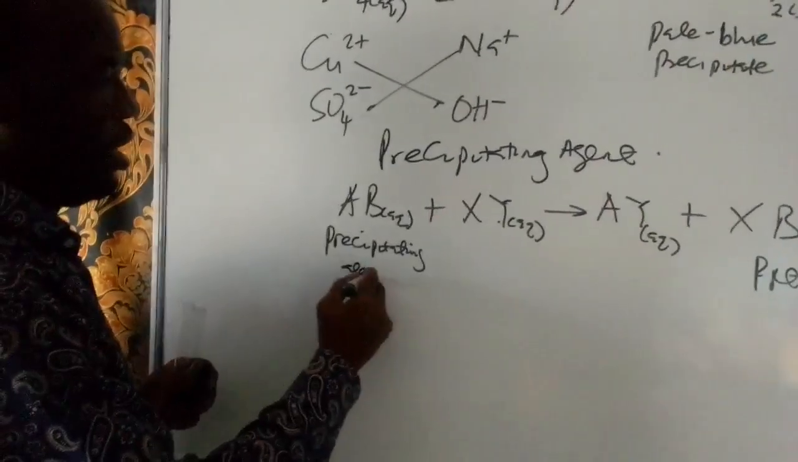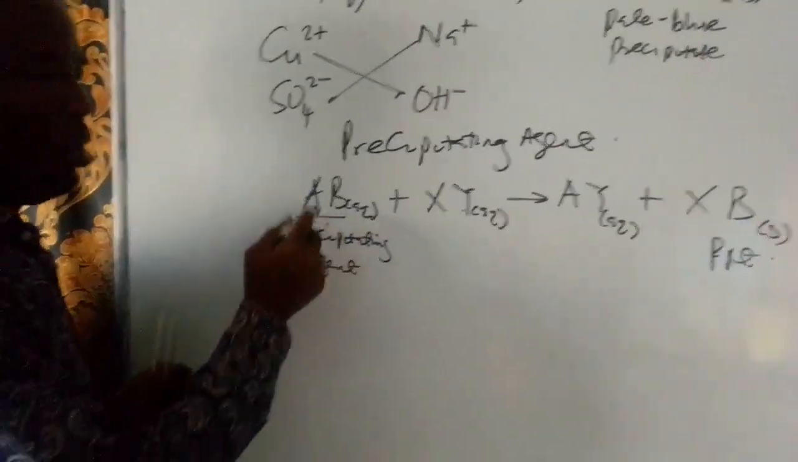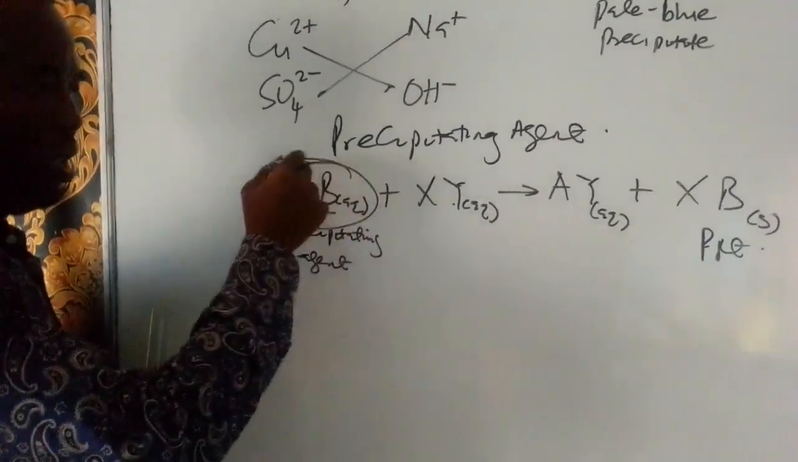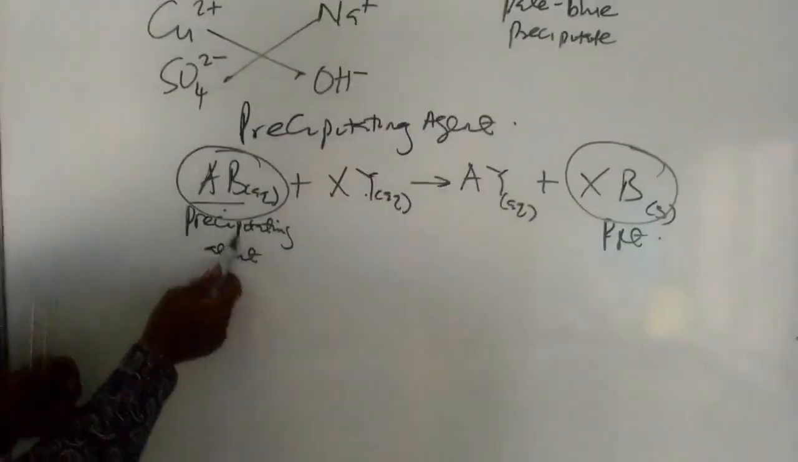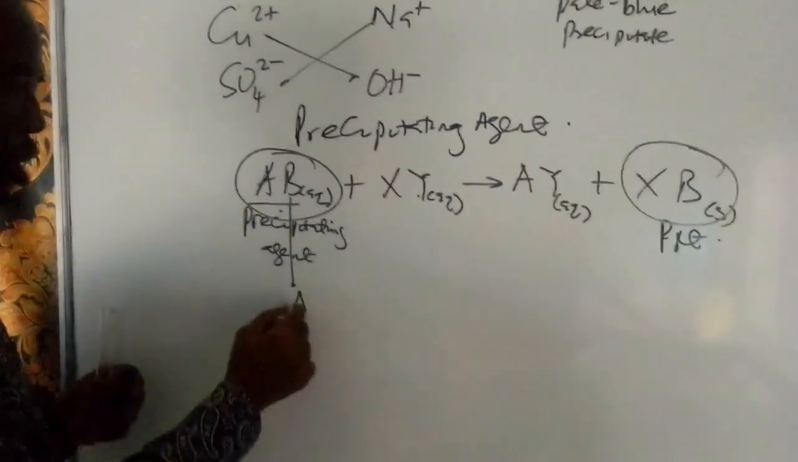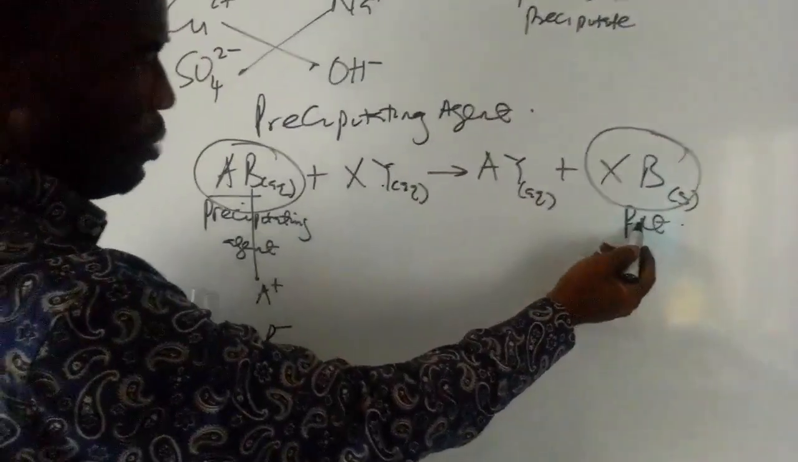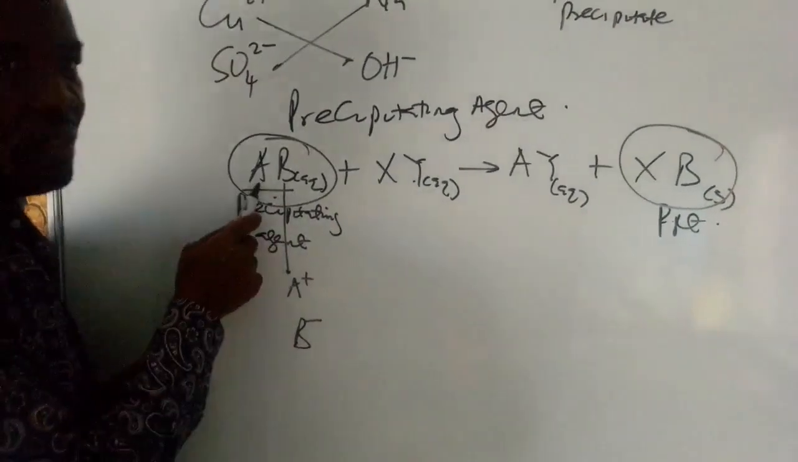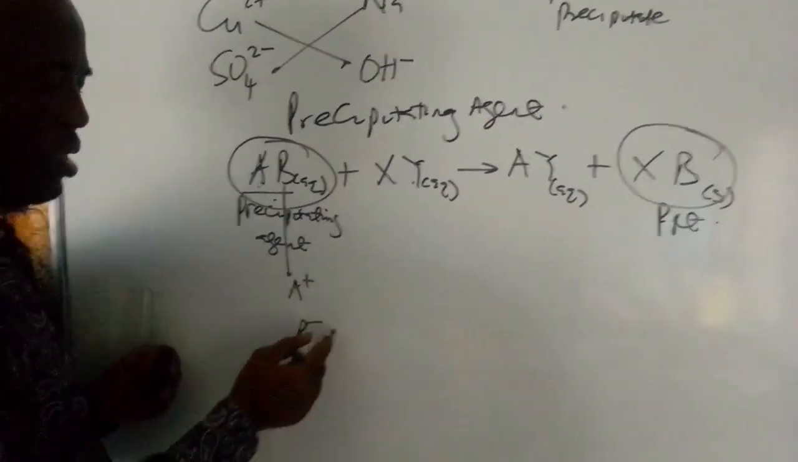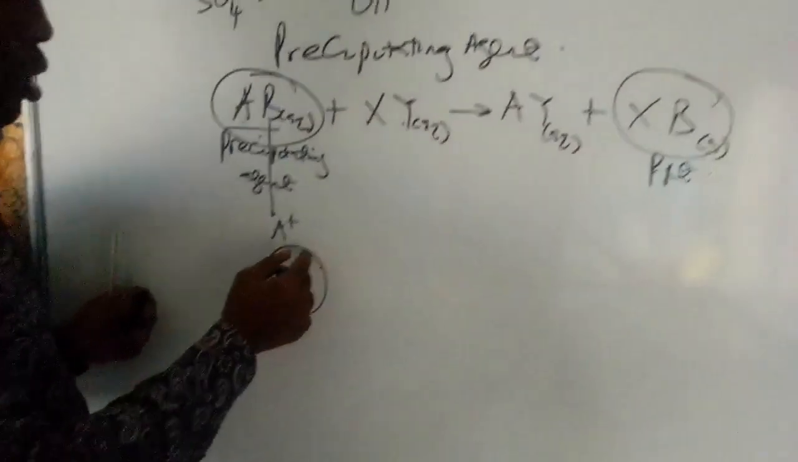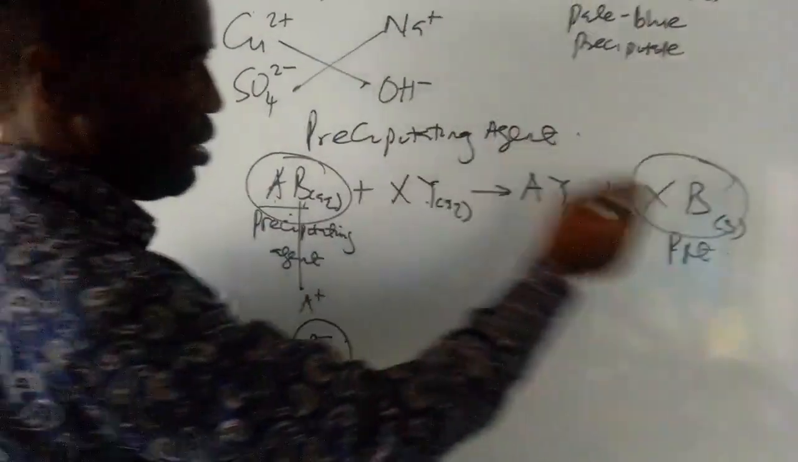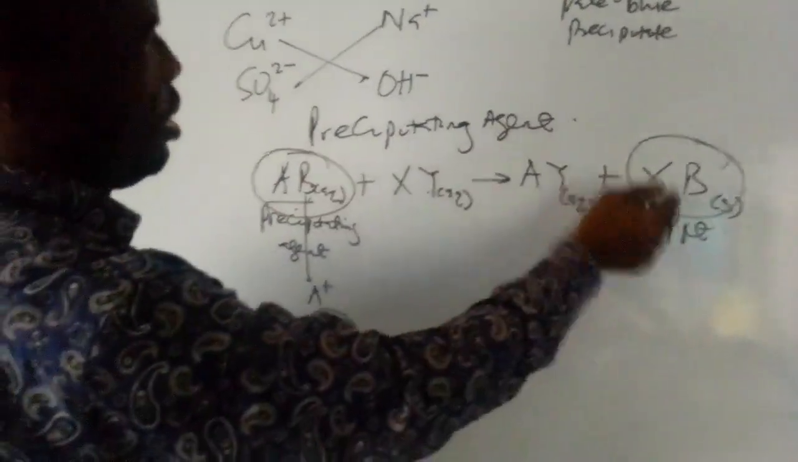So why is this one called the precipitating agent? Look at the precipitating agent, then look at the precipitate. You see that this agent donated its anion, the negative ion B minus, to the precipitate. So the reactant or reagent that donates its anion, or negative ion, to the precipitate is called the precipitating agent. Like in this case, the precipitate is copper hydroxide.